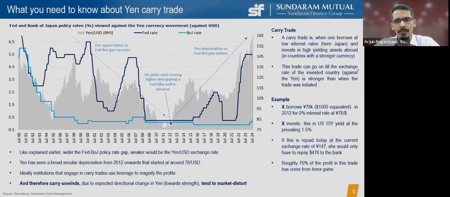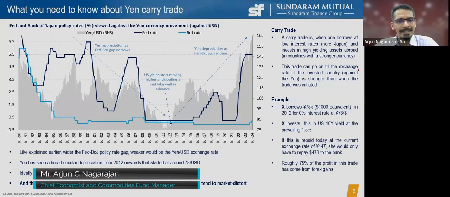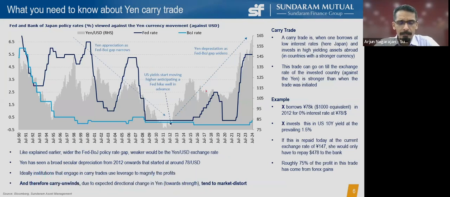Let's come to the most important part about the yen carry trade. Now, in the earlier slides we said that the differential between the US interest rate and the Bank of Japan's interest rate determines how strong or how weak the yen would be. If you can see the overlay on this chart, the light gray bars are the yen.